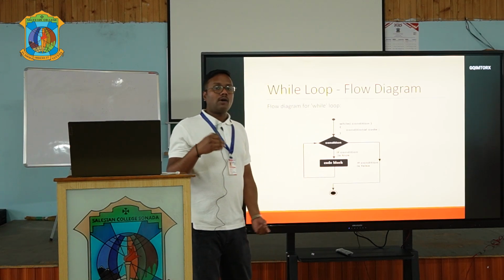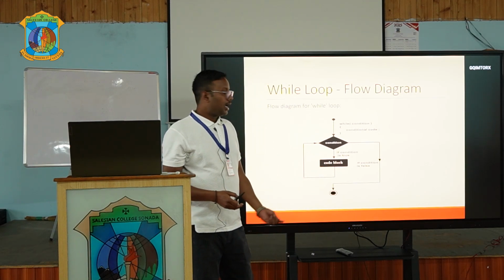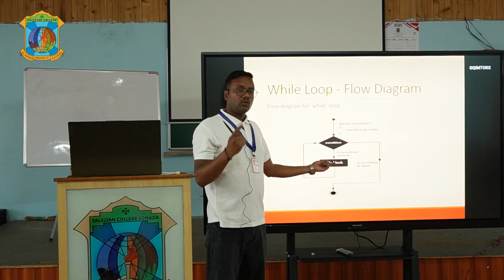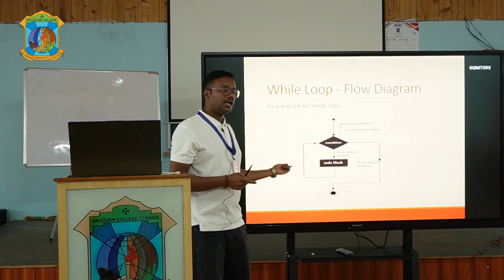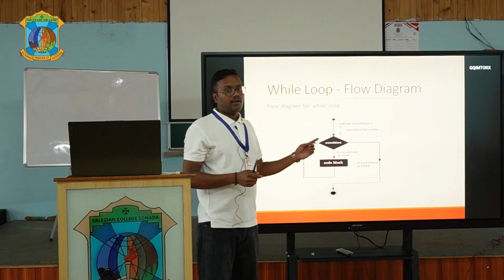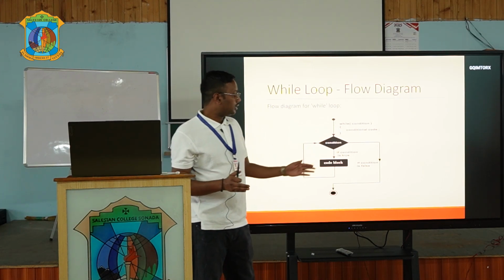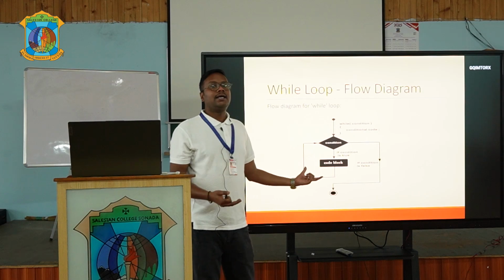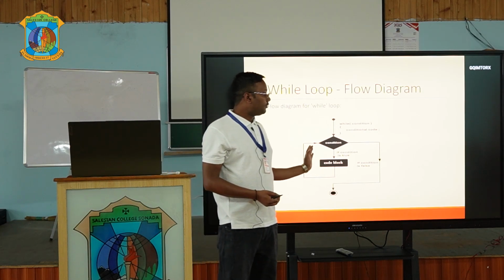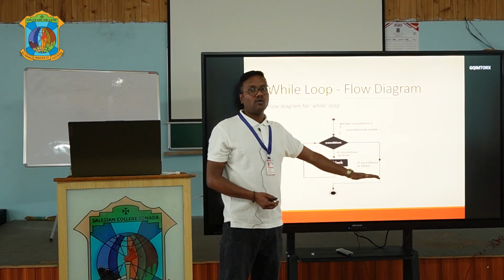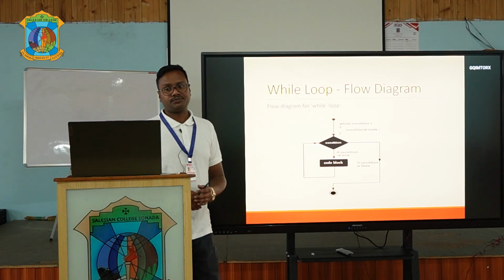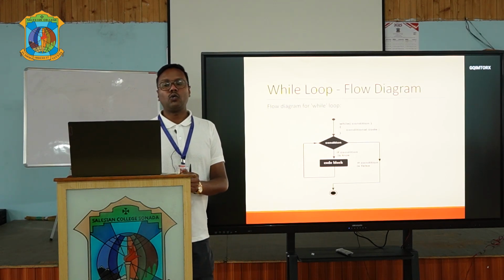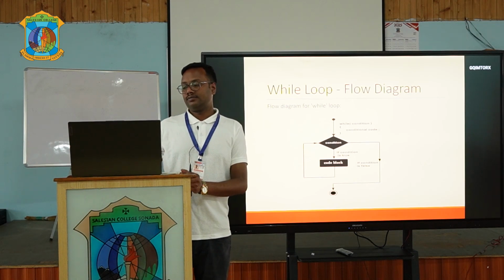Inside the code block, the update statement will also run, and after executing one time, the while loop is again going to check the condition. If the condition is true, then the code block will again execute, and if the condition is false, then we will move outside the loop and terminate our while loop. So this is the basic flow diagram of a while loop.